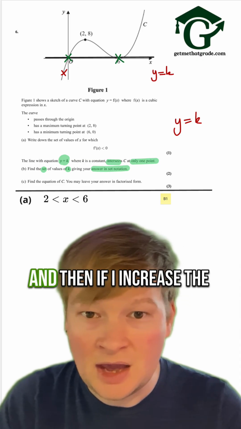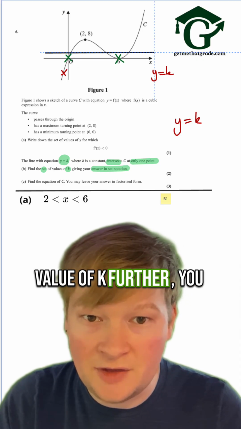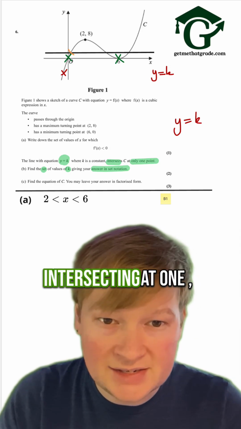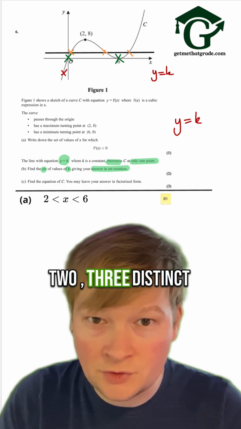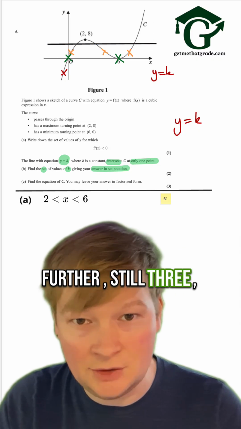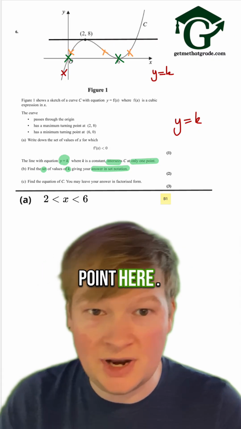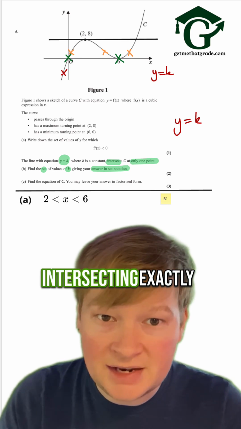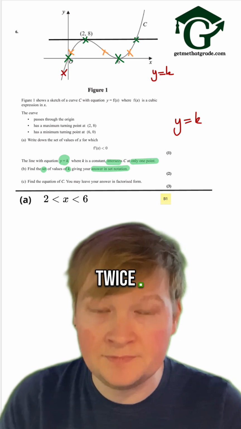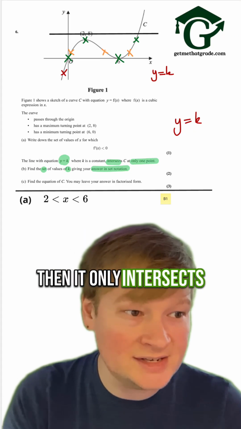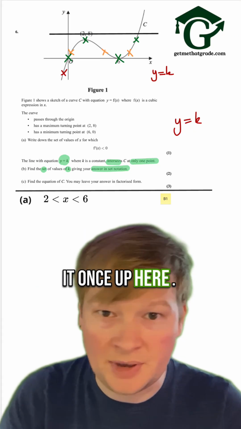Then if I increase the value of k further, you can see, for instance, at this point, it's intersecting at 1, 2, 3 distinct points. And if I increase it further, still 3, until we get to this point here. At that point, once again, it's intersecting exactly twice. But if I increase it further, you can see it only intersects once up here.